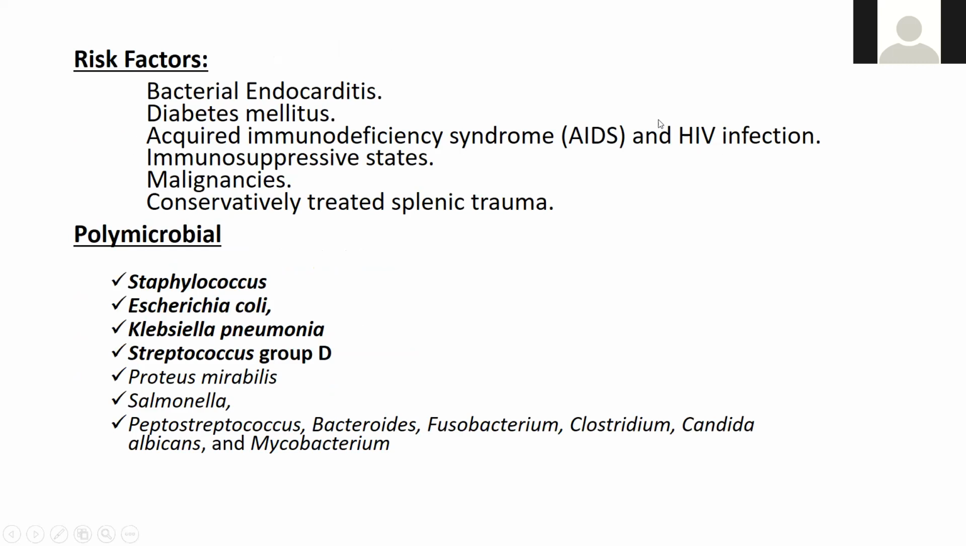I was surprised to find that there are other risk factors associated with splenic abscesses. One of the common things they found was a high association with bacterial endocarditis or vegetations. About 10% of patients who are diagnosed with a splenic abscess have an underlying endocarditis. Then you have other immunosuppressive states such as diabetes. There is a high association in patients who have AIDS and HIV, but also patients who have malignancies, and it's also seen in patients who have been treated conservatively for splenic trauma.